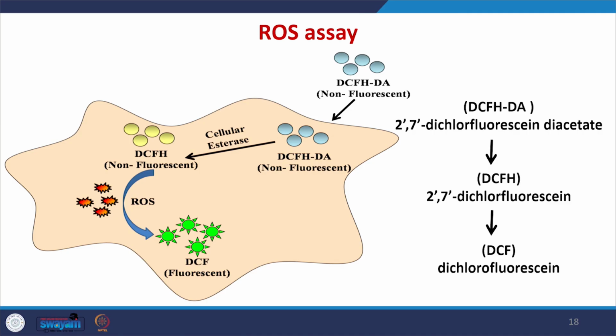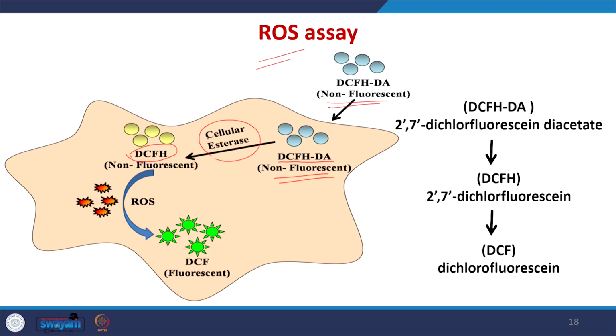Most of the metal nanoparticles induce apoptosis by producing ROS, that is reactive oxygen species, that can be detected using the ROS assay. We can use the flow cytometer to detect the ROS. For that, we have to use a dye called DCFH-DA, which is a non-fluorescent dye. When you add the dye to the cells, this non-fluorescent dye, DCFH-DA, will be converted into another form, DCFH, by an enzyme called cellular esterase.